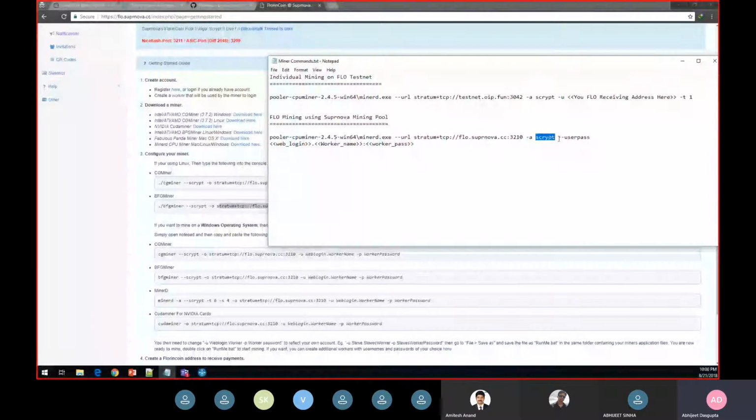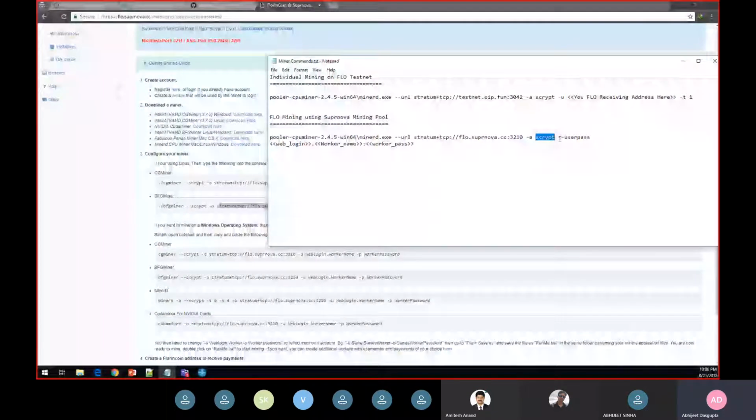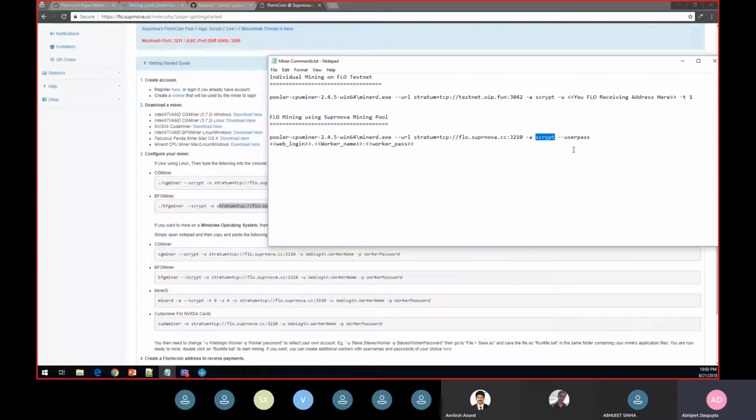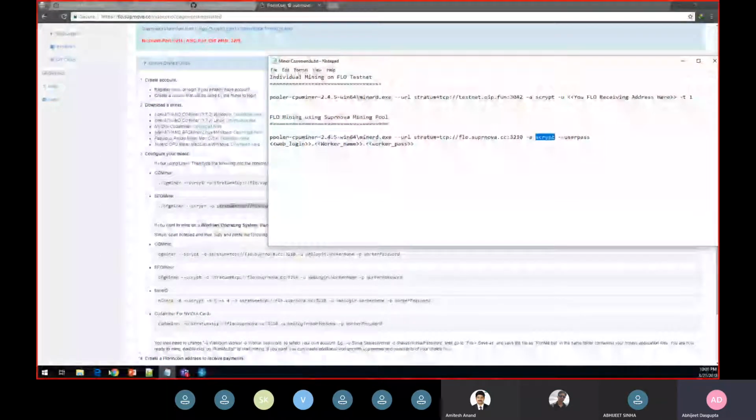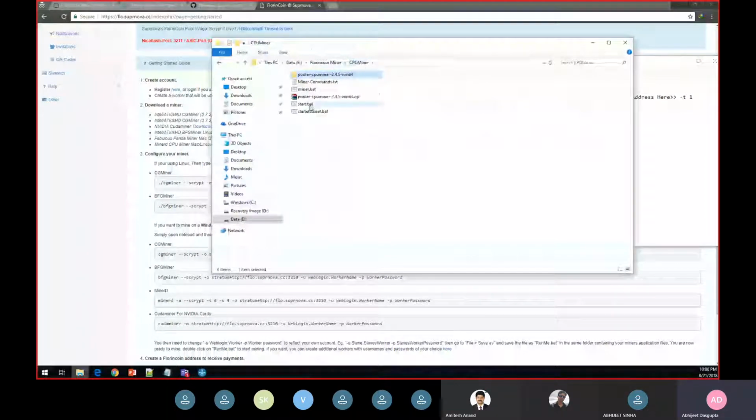After that, we just use the user pass parameter to set our username and password for our mining pool, and we're done. But for the benefit of you people, I've created a batch file that will run this entire command, obviously with my username and password, and start mining. This particular miner is a CPU miner, and it is mining Livenet Florincoin, or Flo coins, and it is pushing its entire resources to the Florincoin Supernova mining pool.